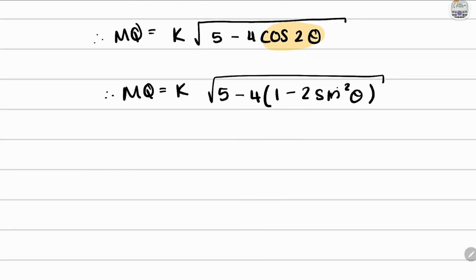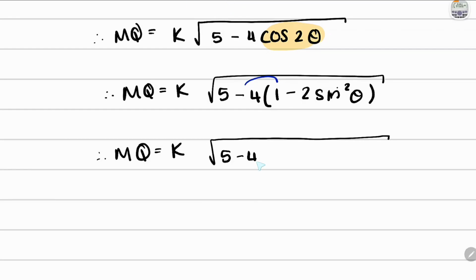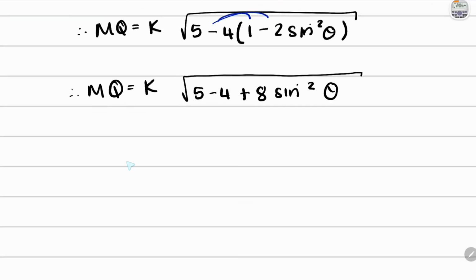Then we're going to simplify further. So MQ equals K square root of 5, and then we distribute. So that's going to give you -4, and then that's going to give you positive. And then you see it's -4 multiplied by -2, which gives you positive 8 sine squared theta. And as you can see, we're basically done at this point.